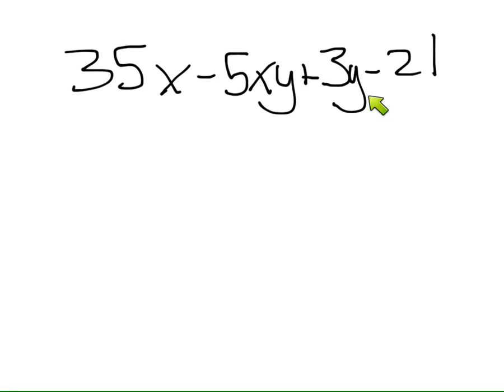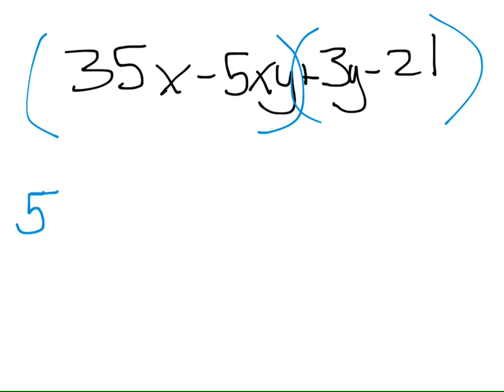Four terms, no GCF between them, so I'm going to have to try and group them. Let's start with grouping those two and grouping those two. Greatest common factor between 35x and minus 5xy is going to be a 5. How many x's? Just one. How many y's? They don't have any in common, so just a 5x.